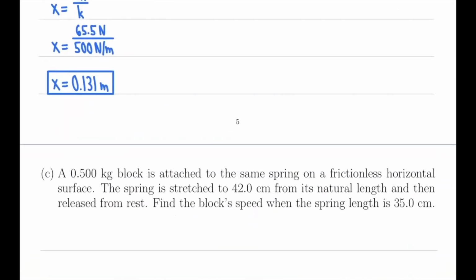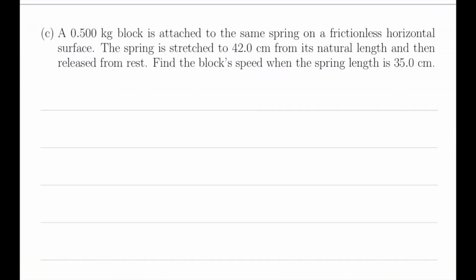Okay, last part, part C. A 0.5 kilogram block is attached to the same spring on a frictionless horizontal surface. The spring is stretched to 42 centimeters from its natural length and then released from rest. Find the block's speed when the spring length is 35 centimeters. We're trying to find speed. So what equation has speed in it? The work energy theorem. So we're going to have to use that.